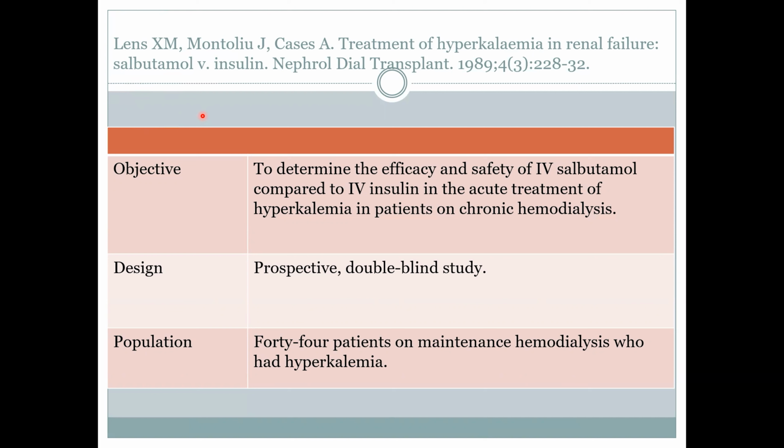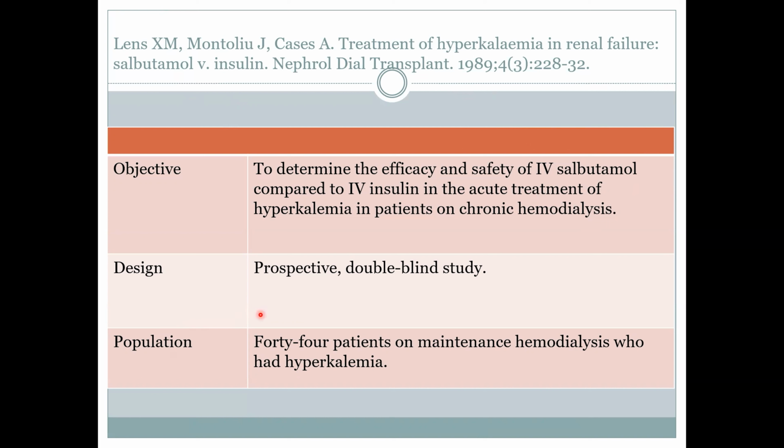So Lenz and colleagues did this study comparing, and I'm just going to say albuterol, or a beta-2 agonist, for all of us listening. They compared this agent to insulin in 1989, and they wanted to see if there was any difference in the efficacy and safety of each one of these products. An interesting component is that this was the IV formulation of a beta-2 agonist, the IV formulation of what we call albuterol here in the US.